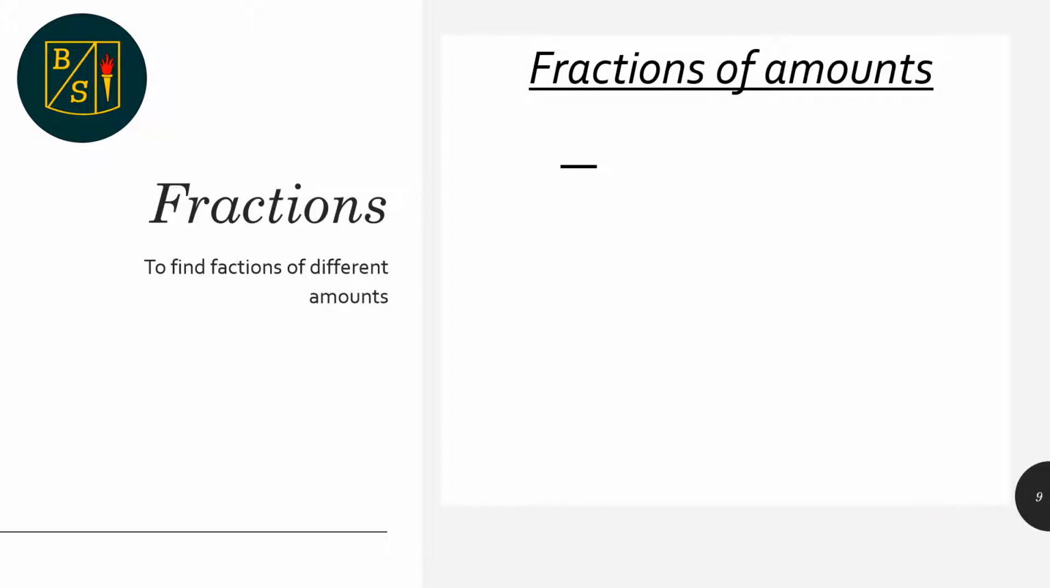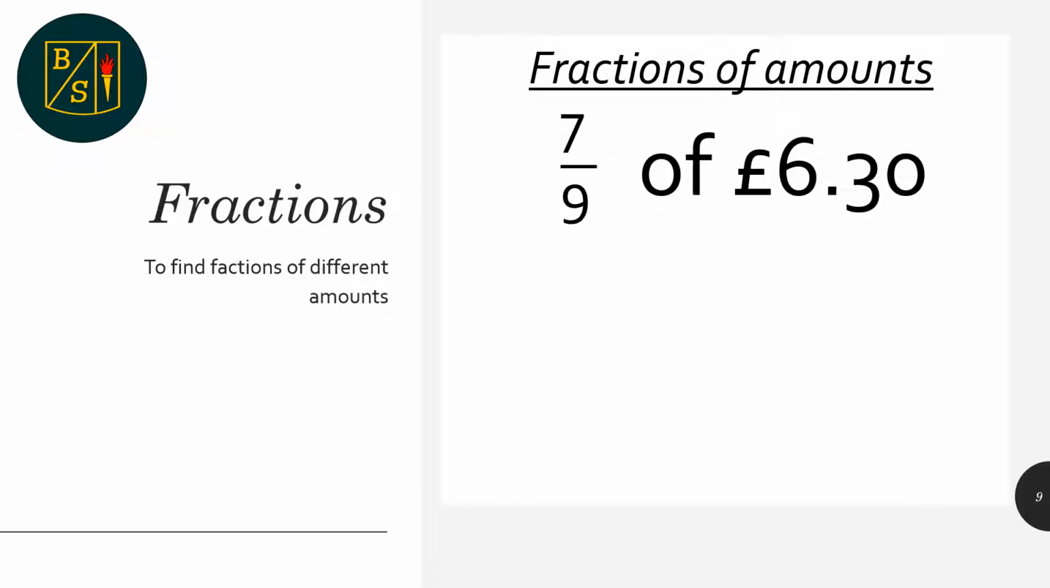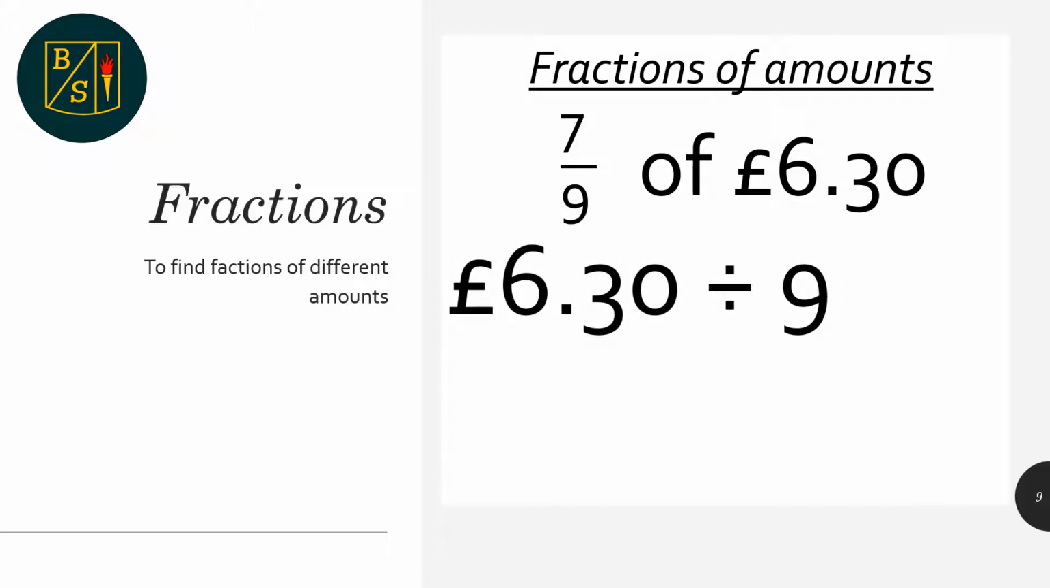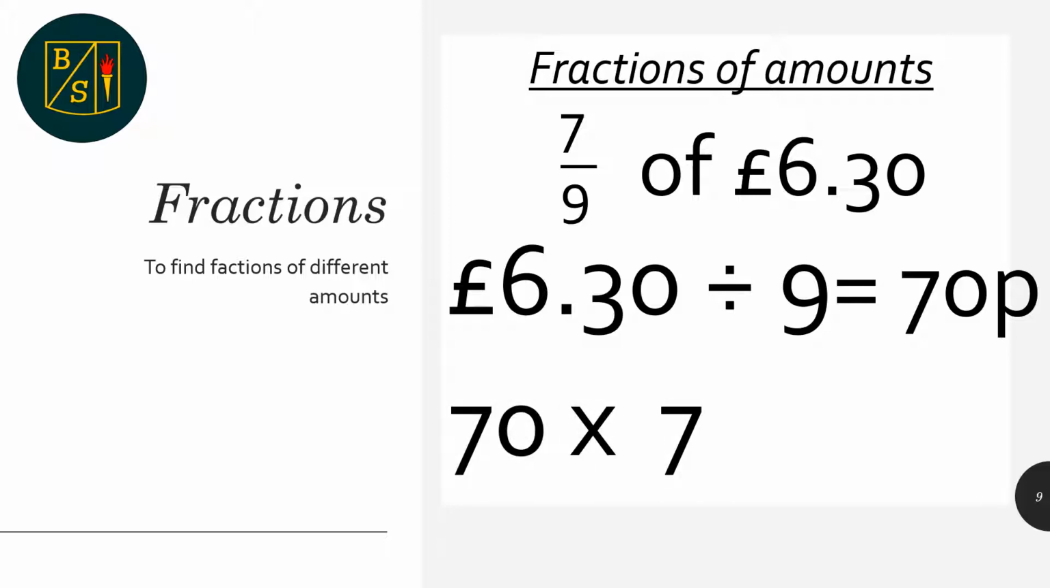As the children become more confident in finding fractions of amounts, they will be able to tackle harder challenges, such as this one, in which they are asked to find 7/9 of £6.30. They would use their knowledge that they can divide £6.30 by 9 to give them the answer of 70p. They would then take that 70p, multiply it by the numerator, which is 7, giving them the total of £4.90.